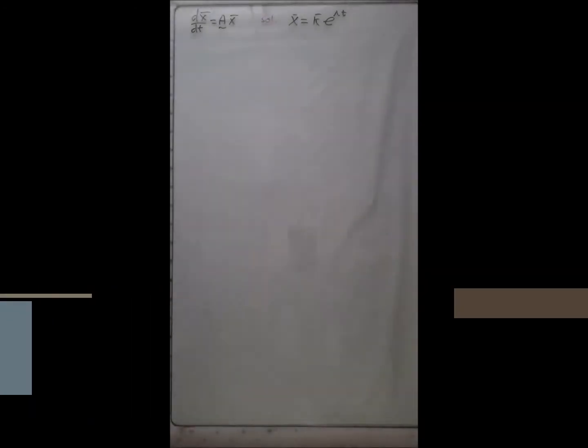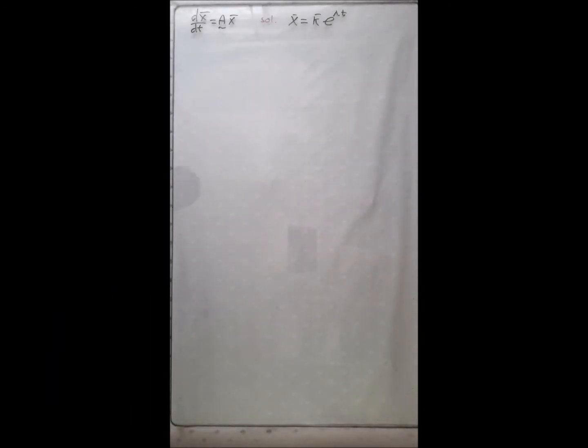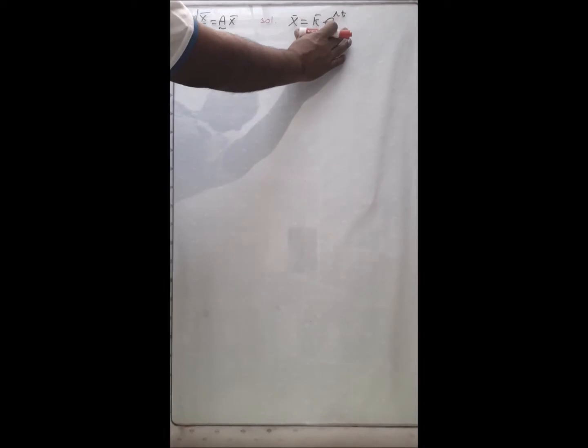In this video, what we are going to see is how to find the values of the k vector and lambda. As I said before, the k vector happens to be the eigenvector and lambda is the eigenvalue. But let's begin. Okay, so same procedure. If this is the solution, then we have to replace it in the differential equation and then find the values of k vector and lambda, just like in the previous video.